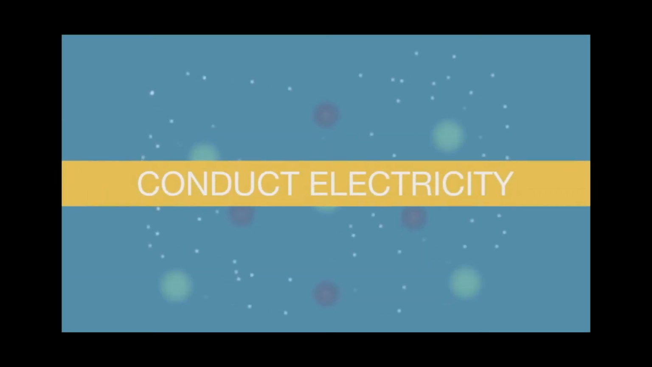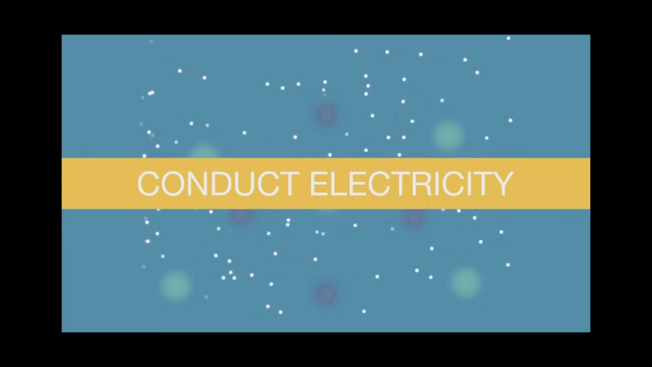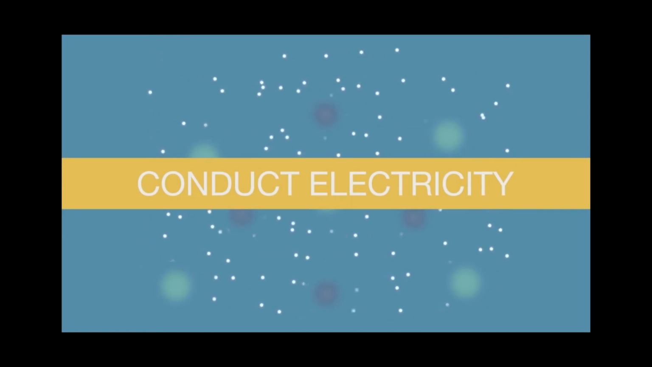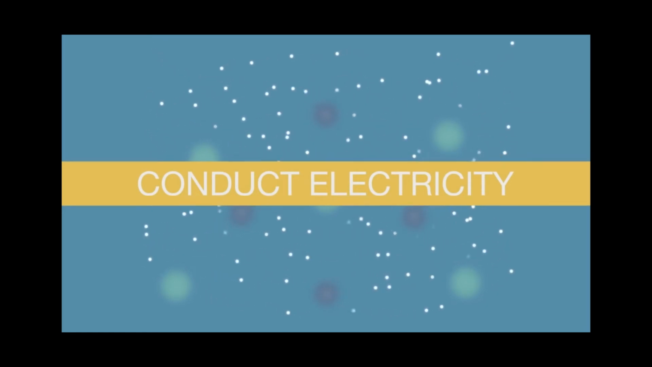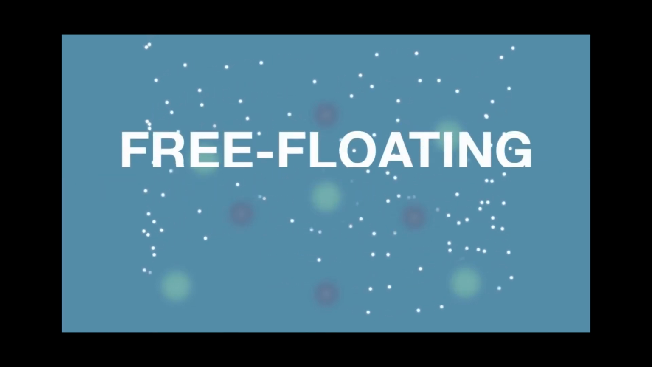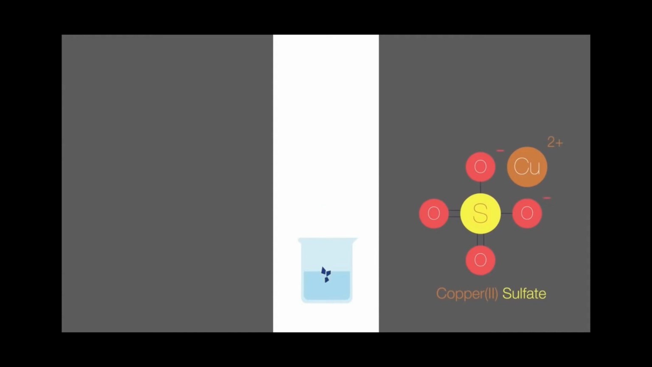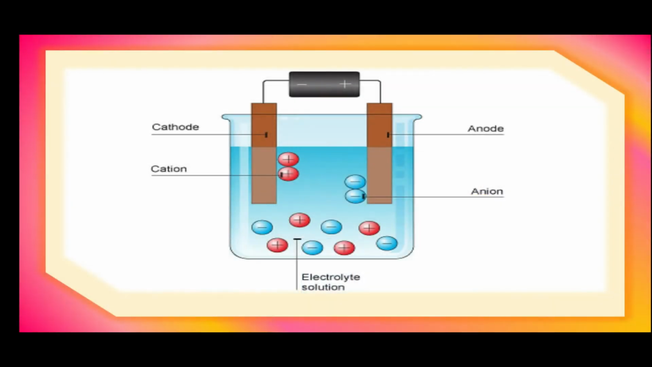Ionic compounds can conduct electricity when dissolved in water to form an aqueous solution. They separate into ions which can carry electricity in a solution. These ionic substances that conduct electricity are referred to as electrolytes.